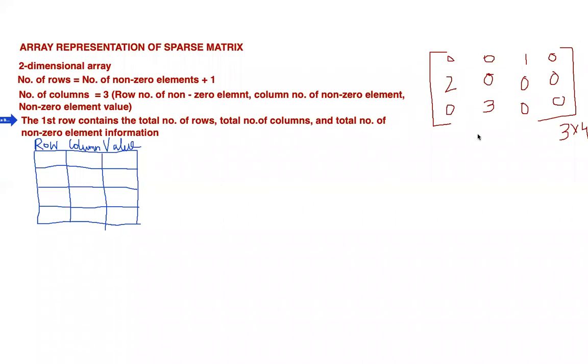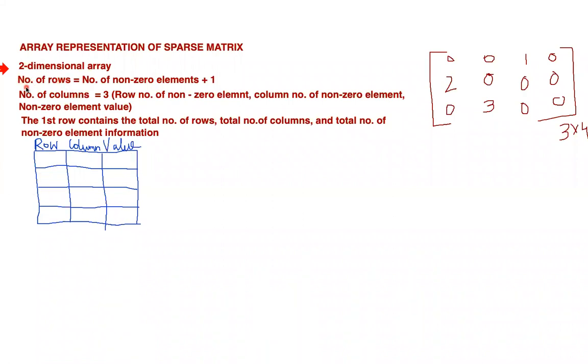So this is our sparse matrix, and here we can see that it's a 3 cross 4 dimension matrix and the number of elements are 3. And if we want to represent it using a sparse matrix, then it will be first a 2-dimensional matrix array. So we can see here, it's a 2-dimensional array.